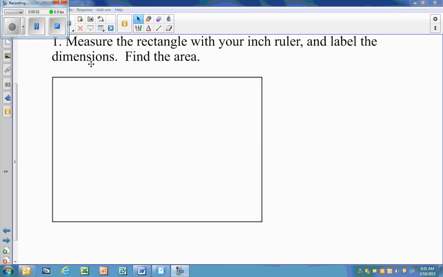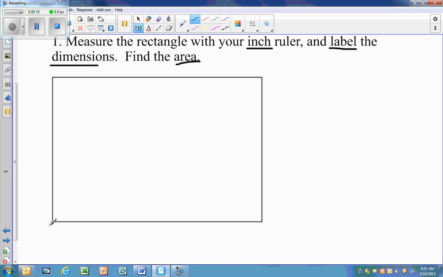This is the area review for the area quiz in Module 5. First question says to measure the rectangle with your inch ruler. I need to make sure that I pay attention that it is the inch side of my ruler and that I label the dimensions. Then I need to find the area.